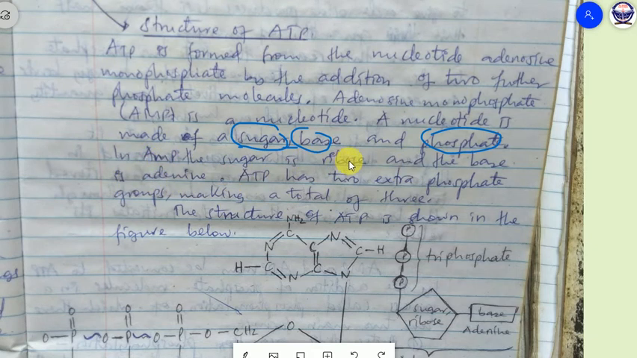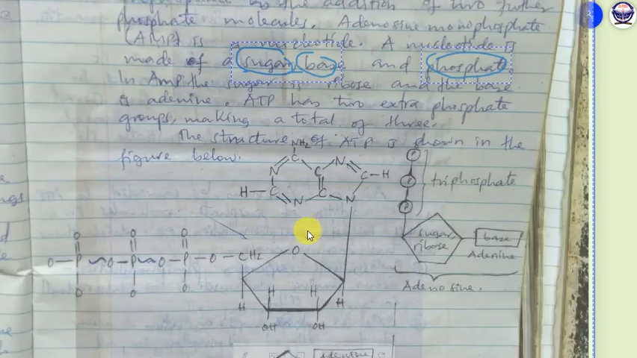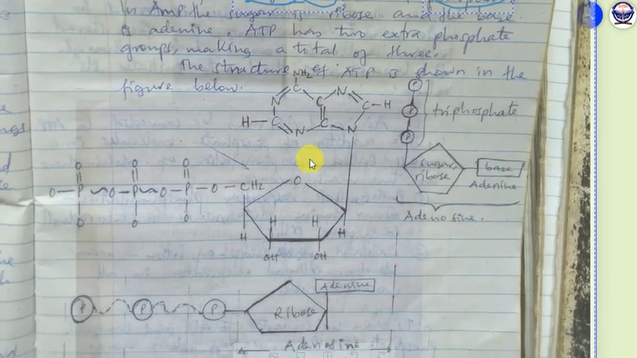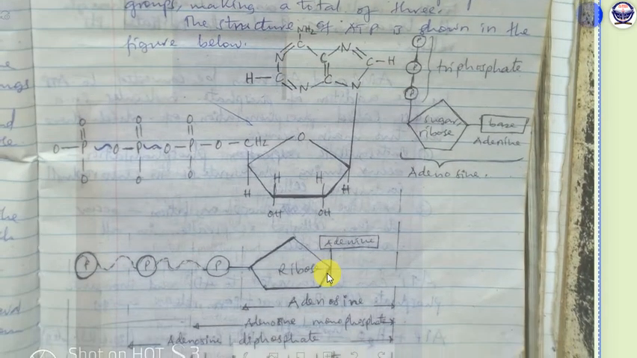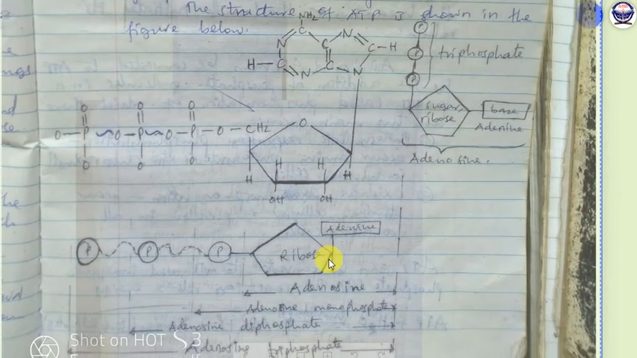In AMP, the sugar is ribose and the base is adenine. So we have ribose sugar, then adenine, and from there we have phosphate. ATP has two extra phosphate groups, making a total of three. So ATP has three phosphate groups, a sugar which is ribose and a base which is adenine. In terms of structure, this is how ATP tends to appear.